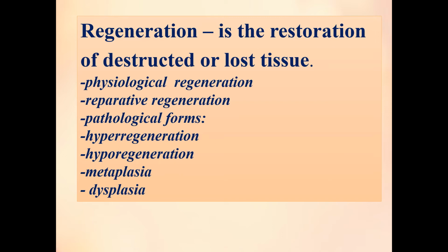In pathological regeneration, the restoration of destroyed tissue occurs in a distorted form. This includes hyperregeneration, hyporegeneration, metaplasia, and dysplasia. In hyperregeneration, a large amount of new tissue is formed at the site of destroyed tissue, for example, keloid scar. And in hyporegeneration, a small amount of tissue is formed at the site of injured tissue, for example, slow healing of wounds.